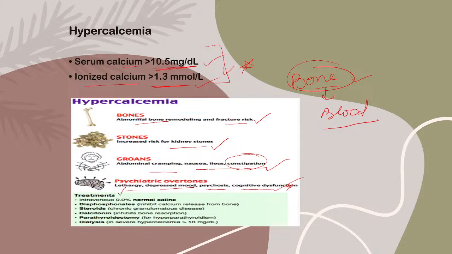intravenous 0.9% normal saline. Alright, then bisphosphonates are given to inhibit calcium release from bones. Bisphosphonates are given because they stop the release of calcium from bone and hold calcium inside the bone. Then steroids are also given. If hypercalcemia occurs secondary to chronic granulomatous disease, at that time we will give steroids. And calcitonin is also given, as calcitonin actually inhibits bone resorption. All right, inhibits bone resorption.